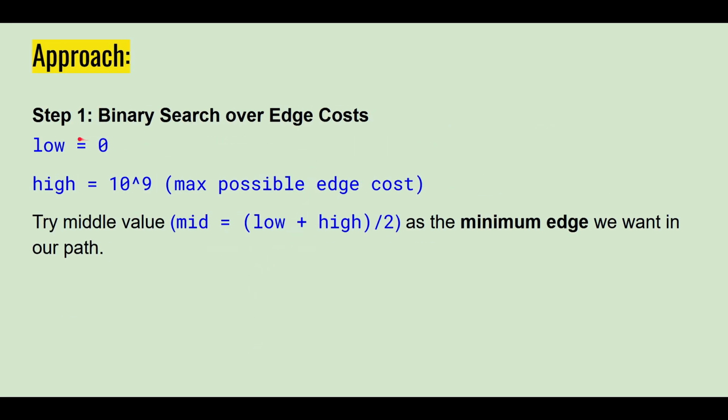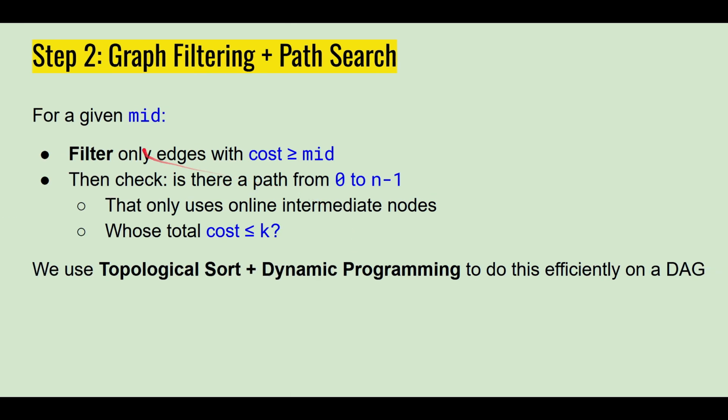Let's understand an example. Very first, binary search will be done over the edge cost. We'll take low and high, as we know. We'll try the minimum value, mid equal to (low plus high) by 2, as the minimum edge we want in our path. For each given mid, we'll use only edges whose cost is greater than or equal to mid. Then we'll check if there is a path from 0 to n-1. If the cost is within k and all intermediates are online, then we'll say yes. We will say yes or no here for the path.